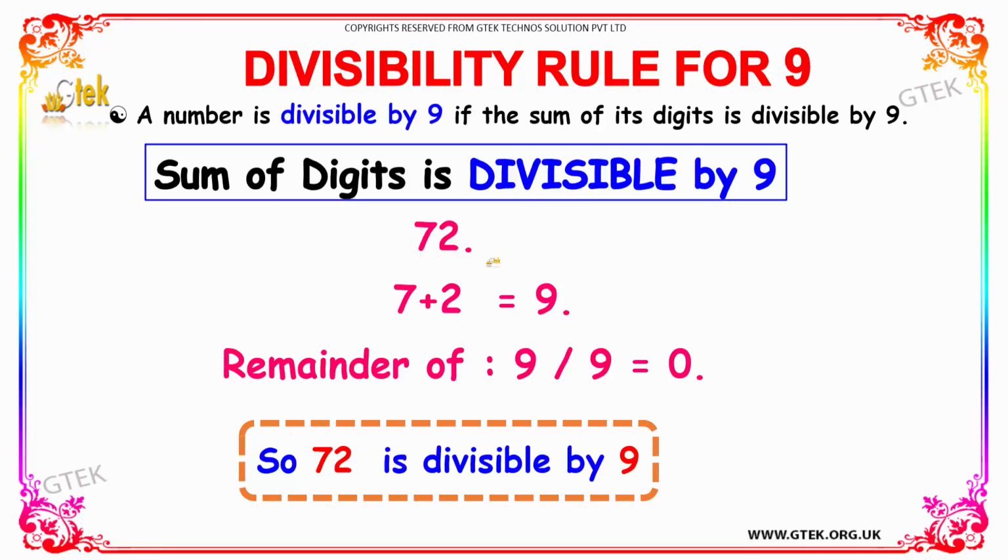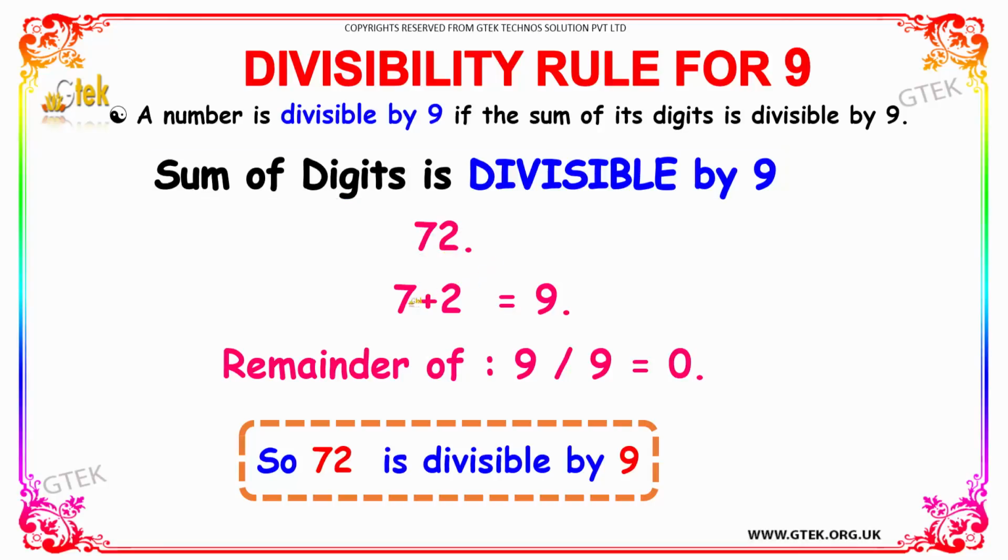Here you have 72. To check whether it is divisible by 9, we have to sum up the digits. That is 7 plus 2 gives you 9. So the remainder of 9 divided by 9 will be 0. That is, the remainder of this division will be 0 since it is perfectly divisible. So this says that the number 72 is divisible by 9.